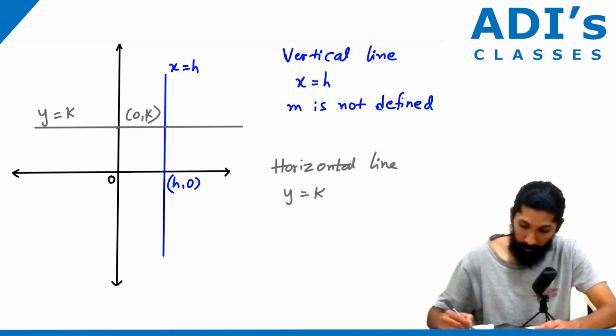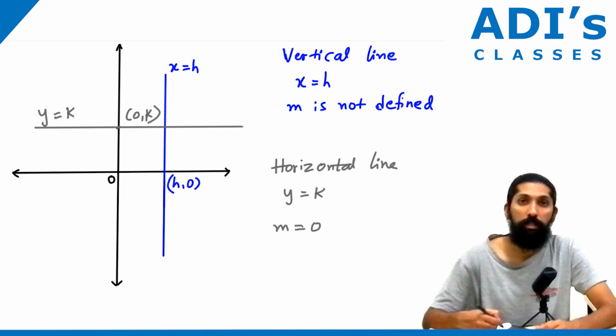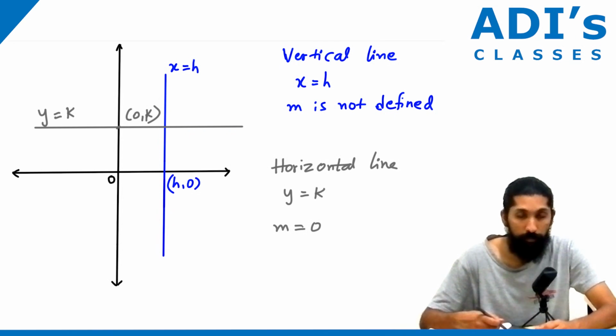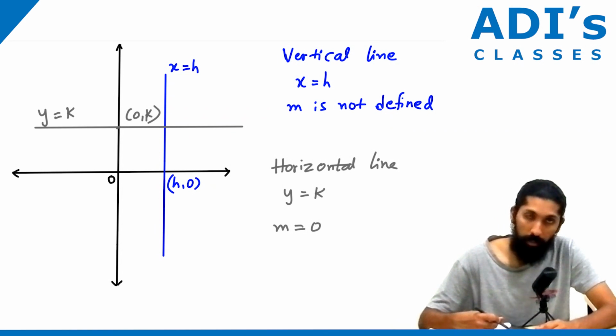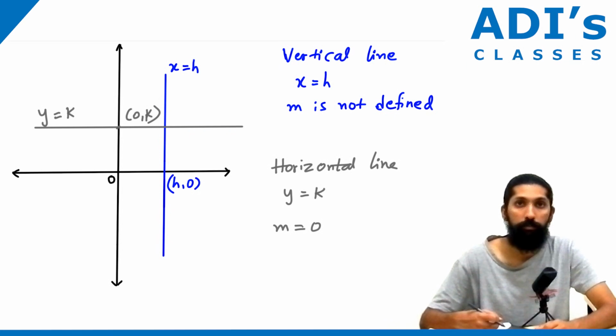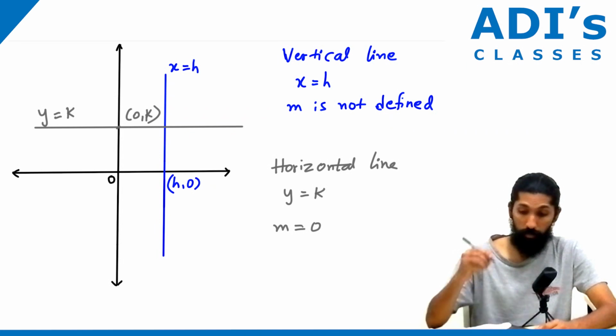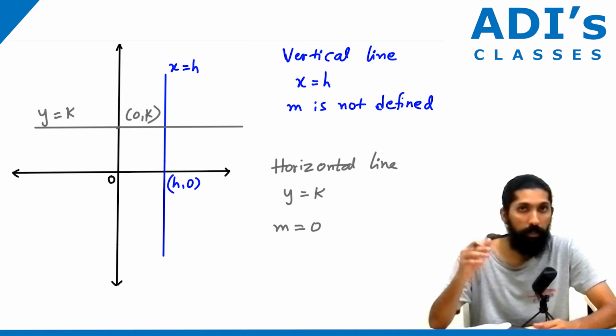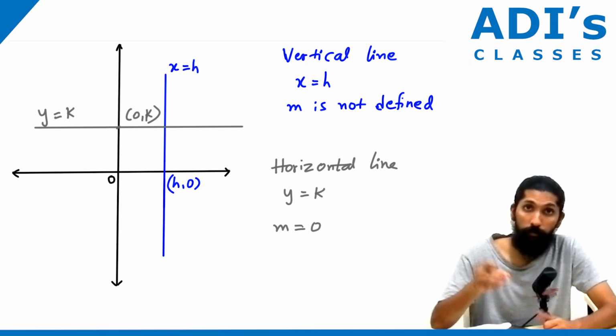Now for this one, the slope is going to be 0 because it's a line parallel to x-axis and x-axis has a slope of 0. That's why we take m is equal to 0. Clear? So these are two different types of lines, a vertical line and a horizontal line. Now let's go into the next form of a line.